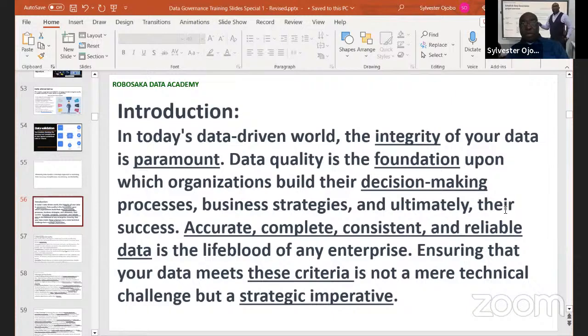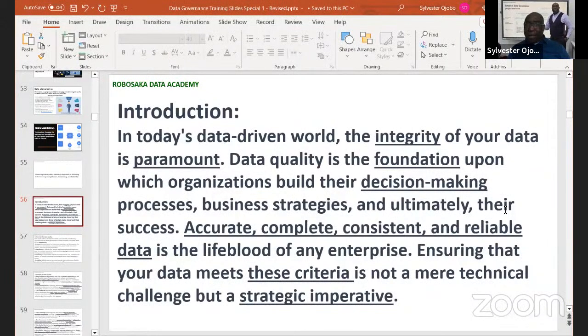So if you really want to have a decision process, your strategy, long-term plan, and of course also talk about the success of your business, then integrity of data is very important. As Mary said the other time, it has to be accurate. It has to be complete. It has to be consistent. Data has to be reliable.